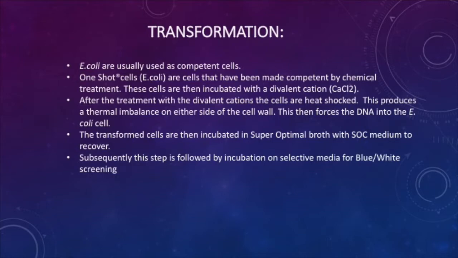Transformation. E. coli are usually used as competent cells. One-shot cells are cells that have been made competent by chemical treatment. These cells are then incubated with divalent cations. After the treatment with the divalent cations, the cells are heat shocked. This produces a thermal imbalance on either side of the cell wall.